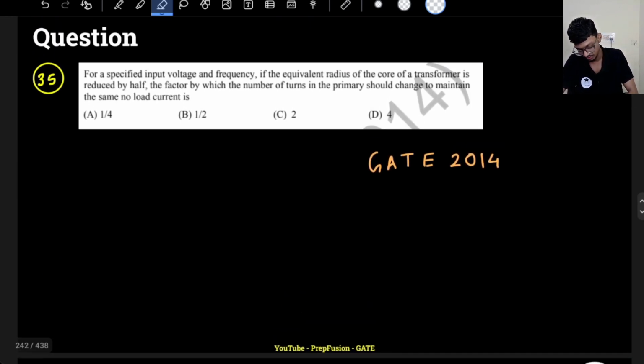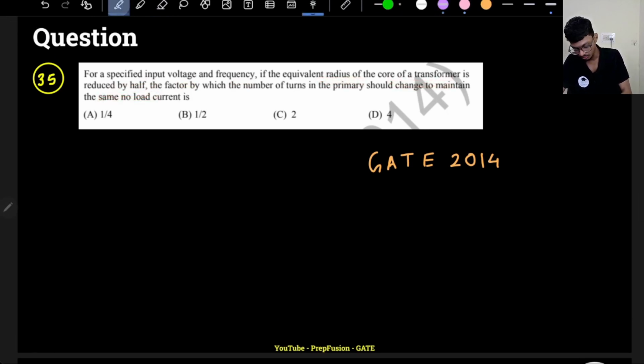So this is the first question. For a specified input voltage and frequency, the equivalent radius of the core of a transformer is reduced by half. So in these kinds of questions, always write down what is changing and what is not changing. Always write down the initial and final values.